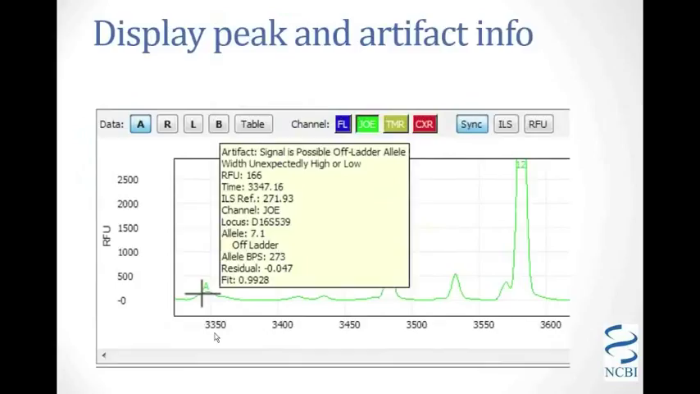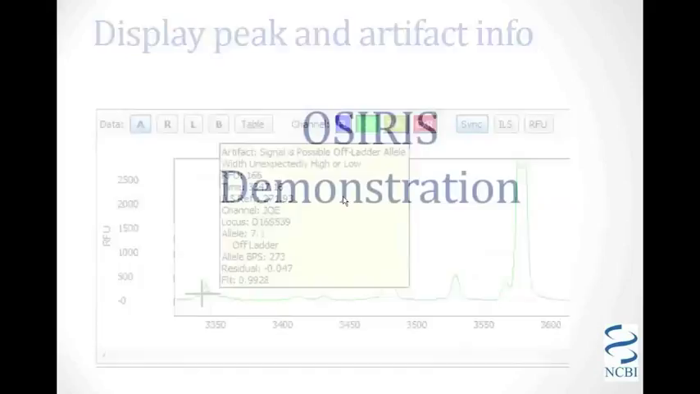When you hover over labels in either the preview or the graph view electropherograms, you can hover over the allele labels or the artifact labels, and you will get a box that opens up with information about what that peak has. In this case, this is an artifact. It says that the signal is a possible off-ladder allele and that the width of the peak is unusual.